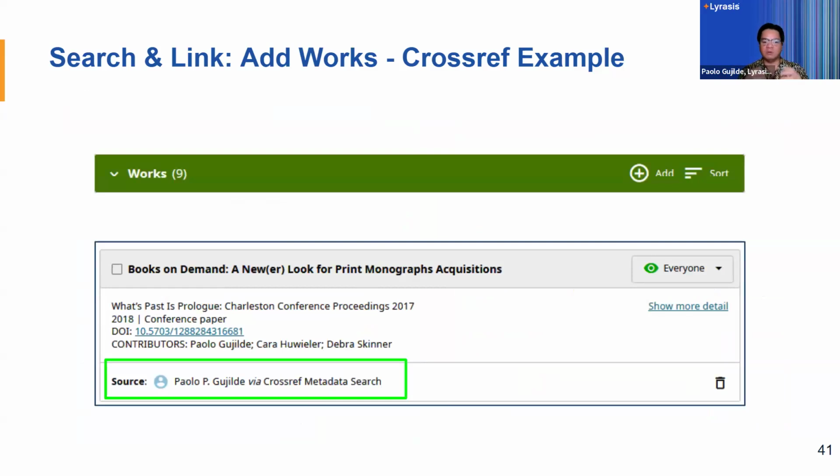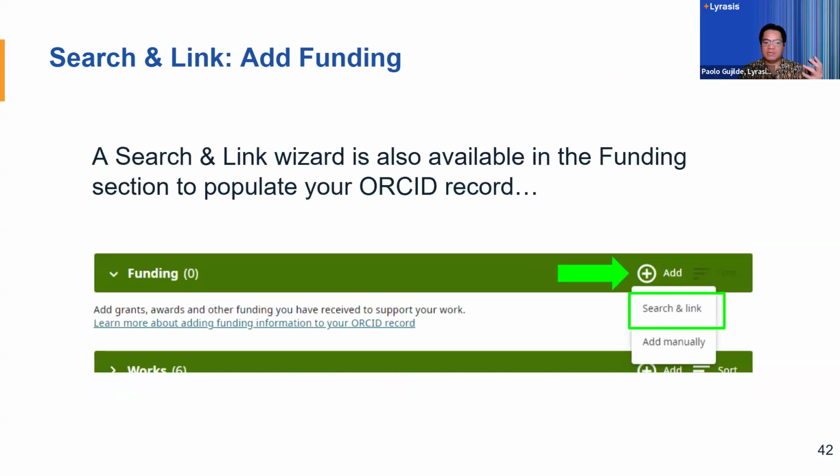So in ORCID, you will see this. This is after I claim that publication and add it to my ORCID record, and it will show like this in my ORCID record. You have the publication, the title, of course, and the metadata that's associated with it. And again, you have that source. Here the source is my name via Crossref metadata search. Crossref metadata search is sort of like that database in ORCID, and then my name, since I added this myself.